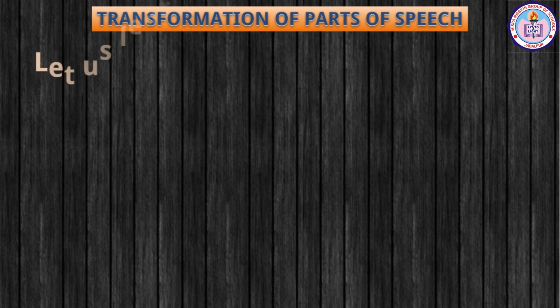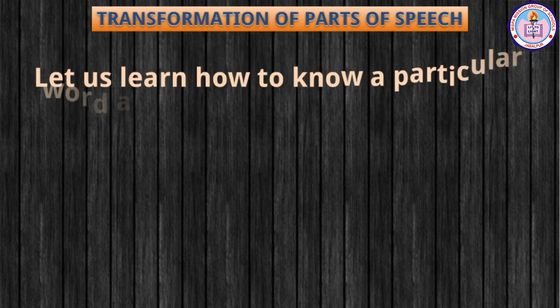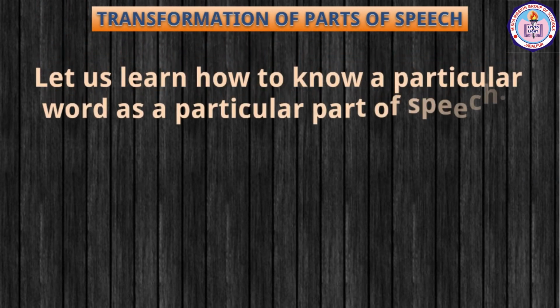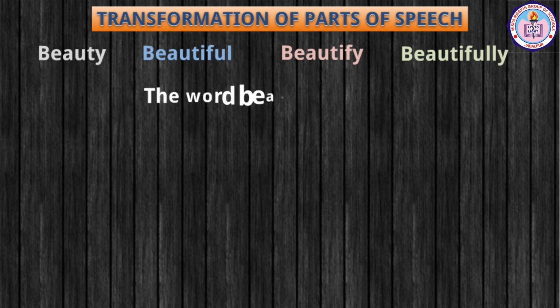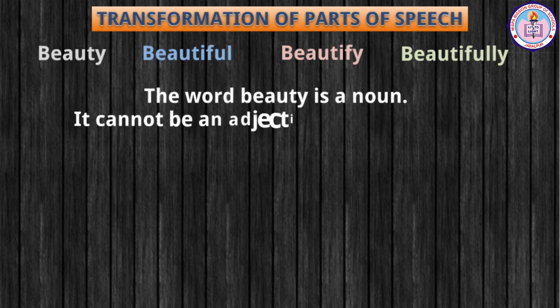Let us learn how to know a particular word as a particular part of speech. Let us take a very popular word, beauty. 3 more words can be derived from this word. Beauty, beautiful, beautify and beautifully. The word beauty is a noun. It cannot be an adjective, verb or adverb.